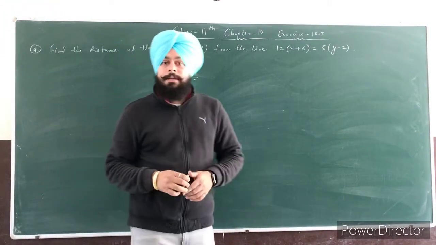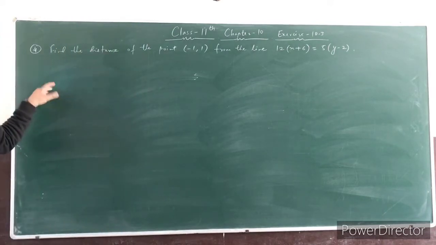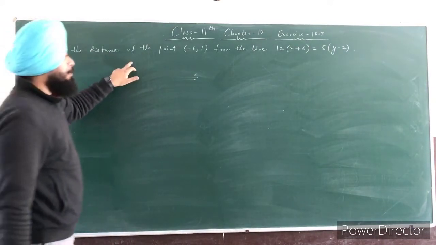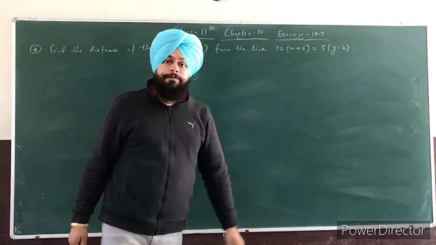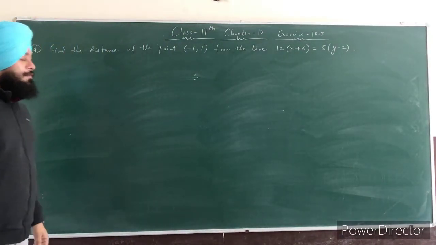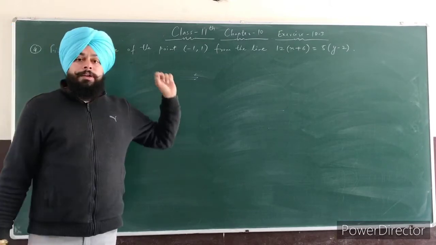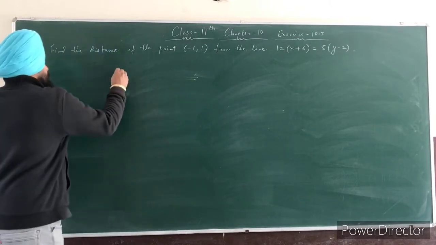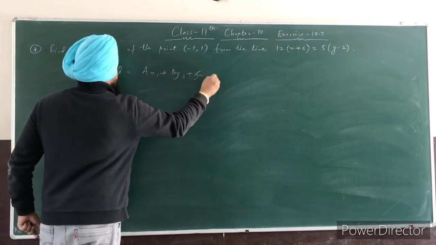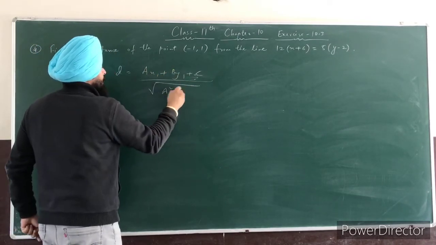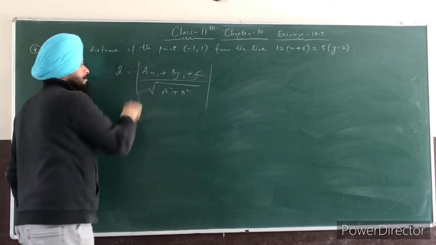Good morning, students. Next we will do question number 4 of exercise 10.3. Find the distance of the point (-1, 1) from the line 12(x + 6) = 5(y - 2). The formula for the distance between a line and a point is d = |ax1 + by1 + c| / √(a² + b²).